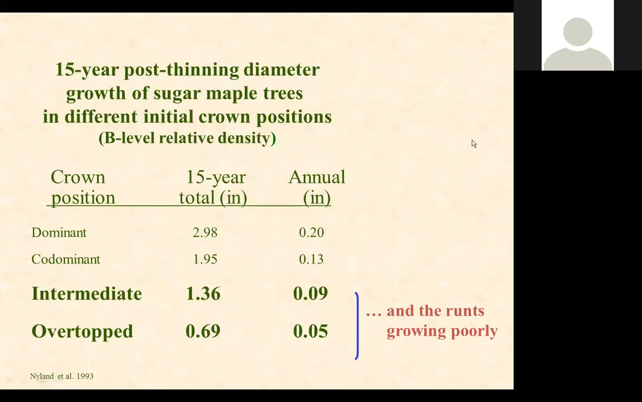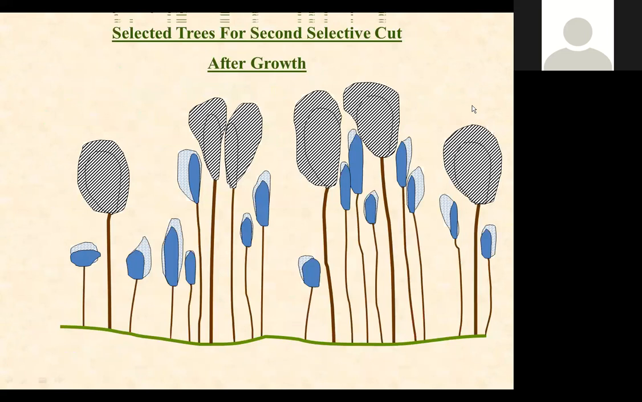Now, you saw in the growth curves from Schmidt that all of these trees, even the ones in subordinate positions, will increase in diameter through time. The crowns will expand because they've been exposed to light. And at some point, you may want to come in and do another diameter limit cut. It's not likely you'll find as much volume this time because the trees haven't grown very well, but let's do another diameter limit cut in the stand.